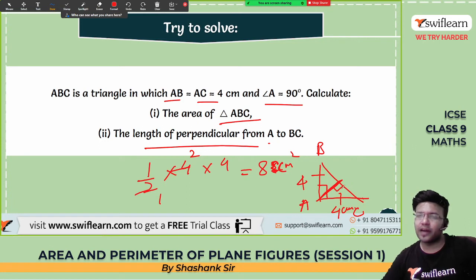So, let's find the length of this perpendicular. The length of this perpendicular can be found out by finding this length first. Okay, so how much is this length BC? BC using Pythagoras theorem, this is 4 square plus 4 square is equal to BC square. 16 plus 16 is 32, square root of 32 is 4 square root 2. Okay, so BC is this. Now let the perpendicular intersect BC at D. So the half length DC is 2 square root 2.